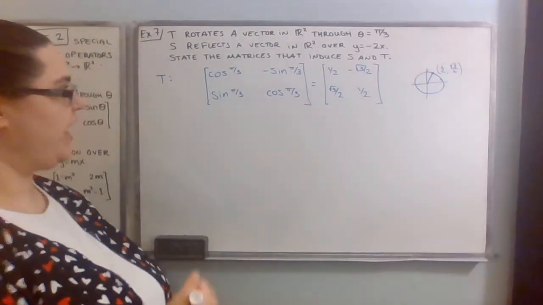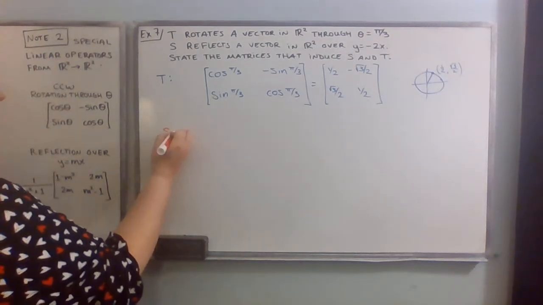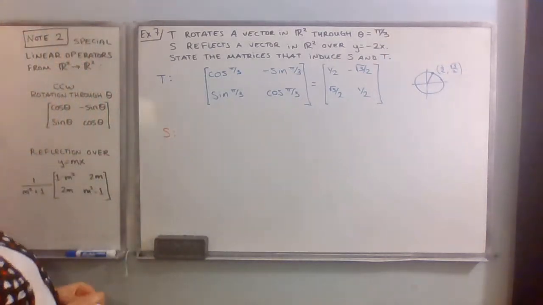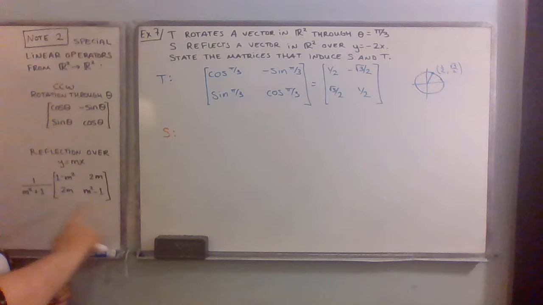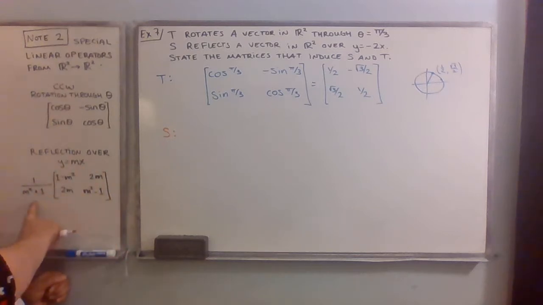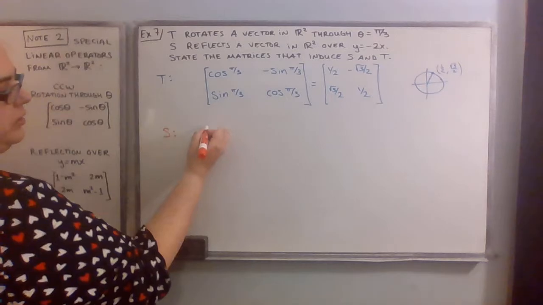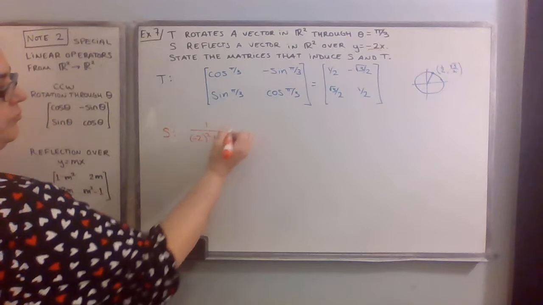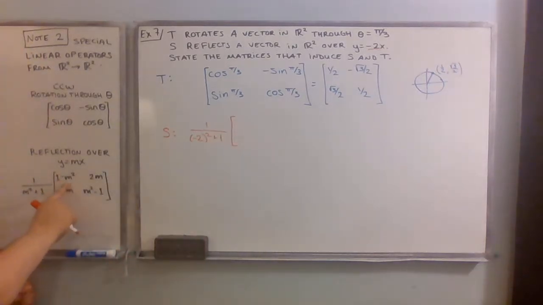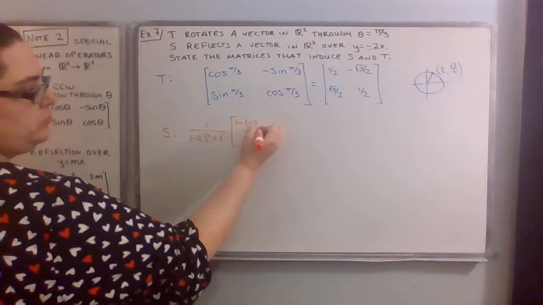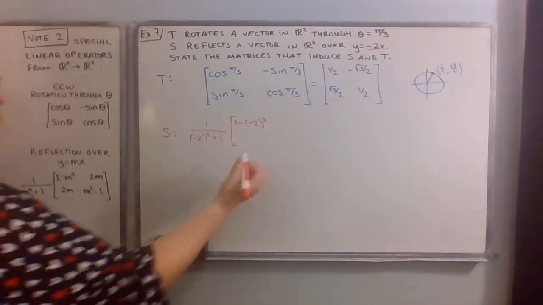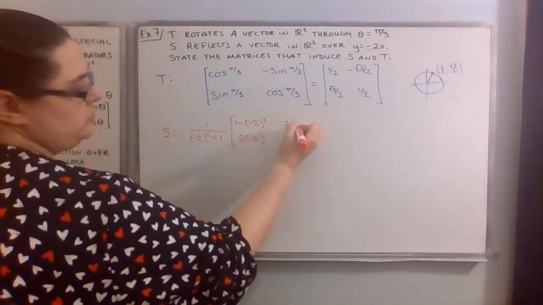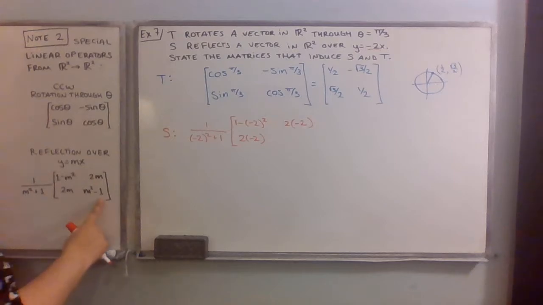All right, let's take a look at S then. S is reflecting a vector over the line y equals negative 2x. This is our formula here, where m is that slope. We're going to start out with 1 over m squared plus 1, and here m is negative 2. Then we have 1 minus m squared, 2 times m, again 2 times m, and then m squared minus 1.